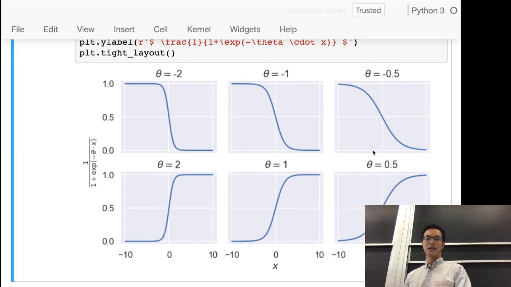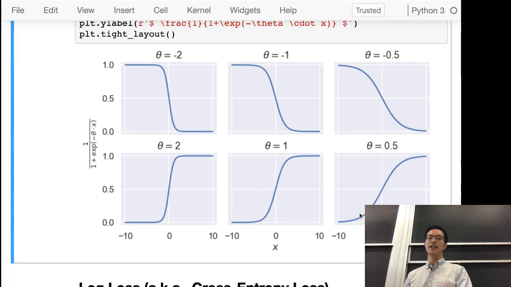Also, when theta gets closer to 0, the function has a smaller slope in between, like the small region here around 0. And when theta is large, there's a higher slope right here. Okay?